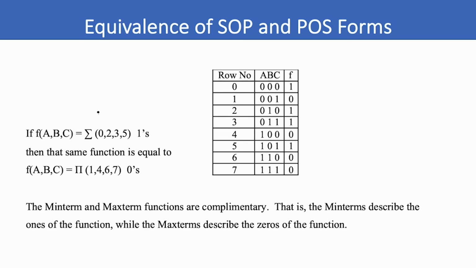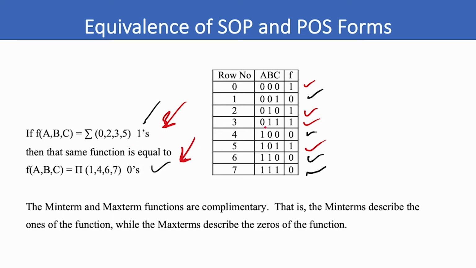Okay? So as you can see, f of ABC in the minterm representation, this is the ones of the function right here, 0, 2, 3, 5. That same function is equal to f of ABC in the max term representation, which is the product of the standard sum terms, which is the zeros. So the zeros are 1, 4, 6, and 7, and the ones are 0, 2, 3, 5. So we've completely defined the function, either using the sum of products form, ones, or using the product of sum forms, zeros. So as we'll see, we can define our circuits either using this form or using this form.